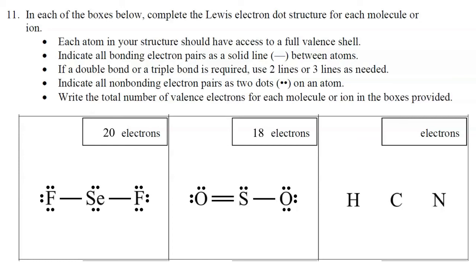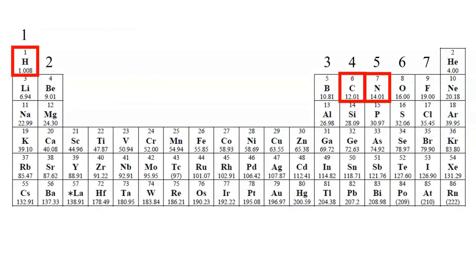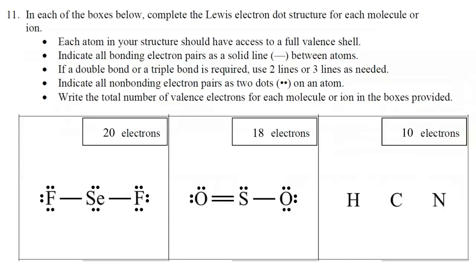All right, our next example is HCN. That would be 1 for hydrogen plus 4 for carbon plus 5 for nitrogen. 1 plus 4 plus 5 is 10. With 10 valence electrons, let me go ahead and draw my dashes. So that's 2 electrons for each dash. I've used up 4 electrons so far. I'm not going to put any dots around the hydrogen because hydrogen only needs to have access to 2 electrons to achieve a full valence shell. Let me put dots around the nitrogen and we'll see what happens.